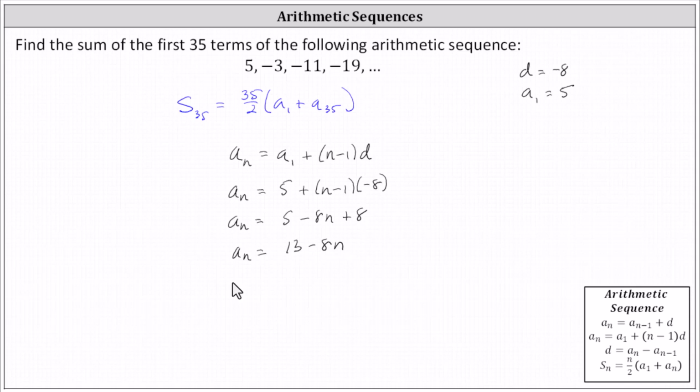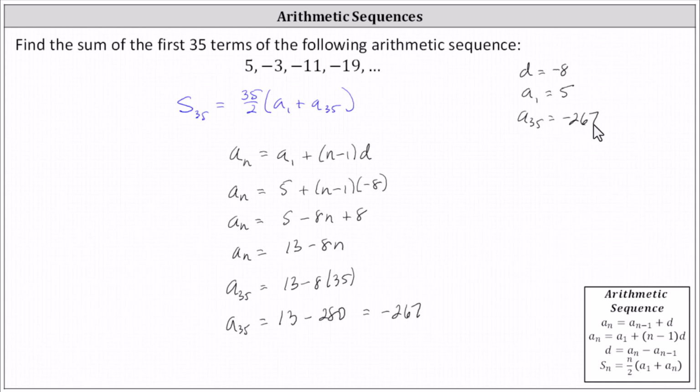a sub 35 is equal to 13 minus 8 times 35. Notice when determining a sub 35, we know n equals 35. Simplifying, we have a sub 35 equals 13 minus 280, which equals negative 267. So now we know a sub 35 equals negative 267.